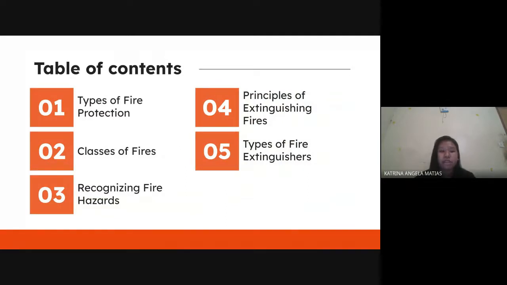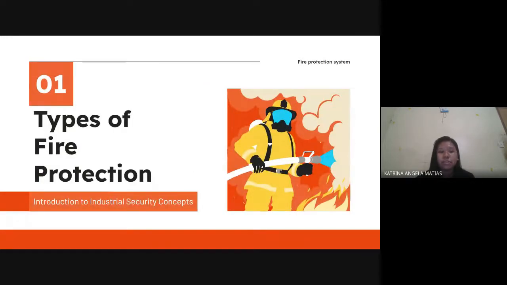First, types of fire protection. Second, classes of fires. Third, recognizing fire hazards. Fourth, principles of extinguishing fires, and fifth, types of fire extinguishers. And now let's start with the types of fire protection that will be discussed by Christian Ivan Batangan.